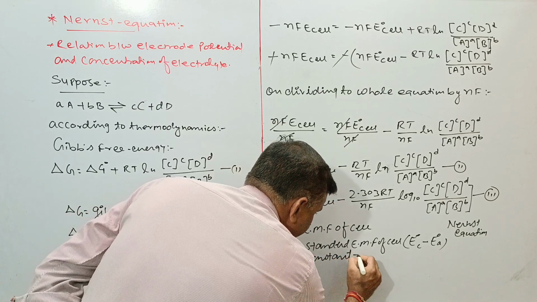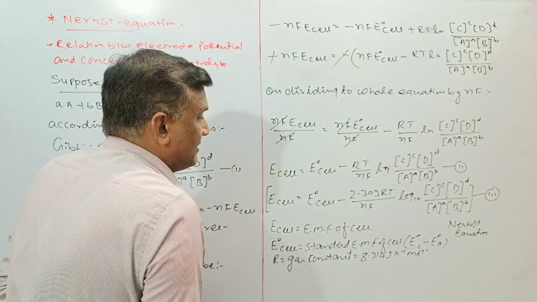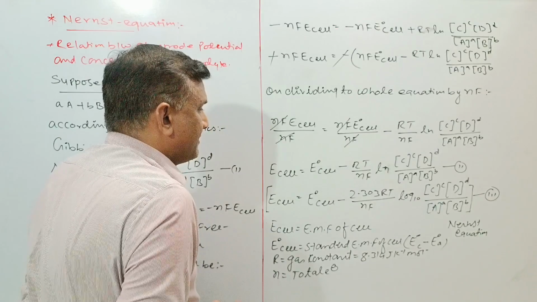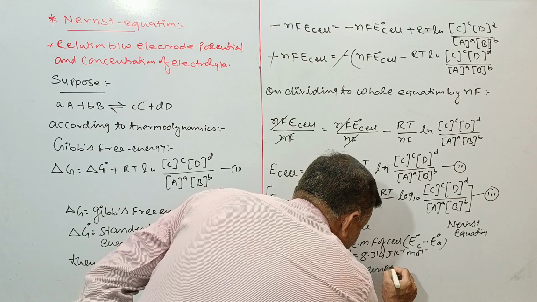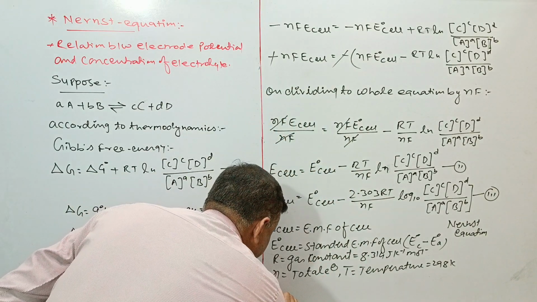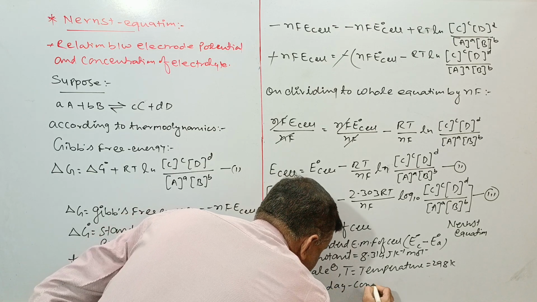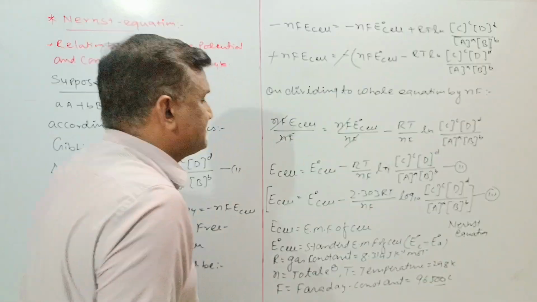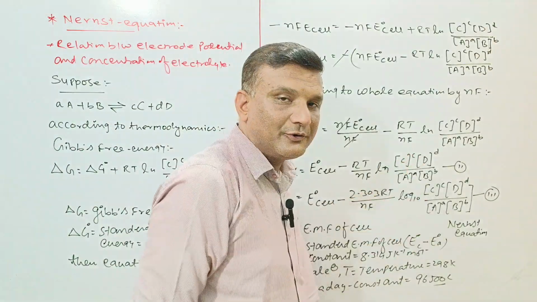with the value of 8.314 joule Kelvin inverse mole inverse, and N is the total number of electrons, while T is the temperature, the standard temperature, that is 298 Kelvin, and finally F is the Faraday constant with the value of 96500 coulomb. This was about E cell, E naught of cell, R, T, N, F, and so on.